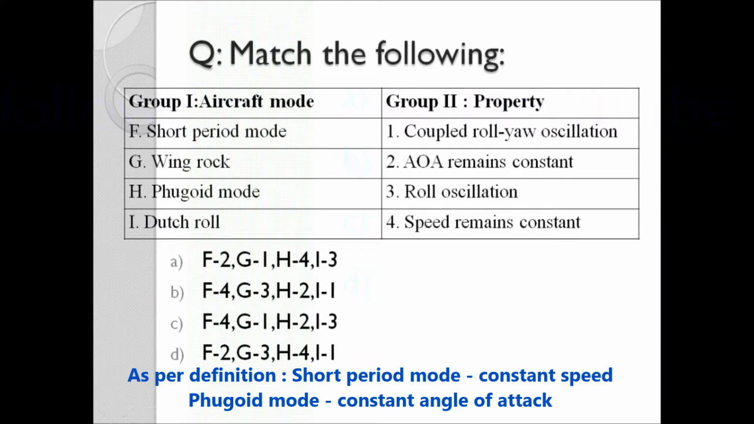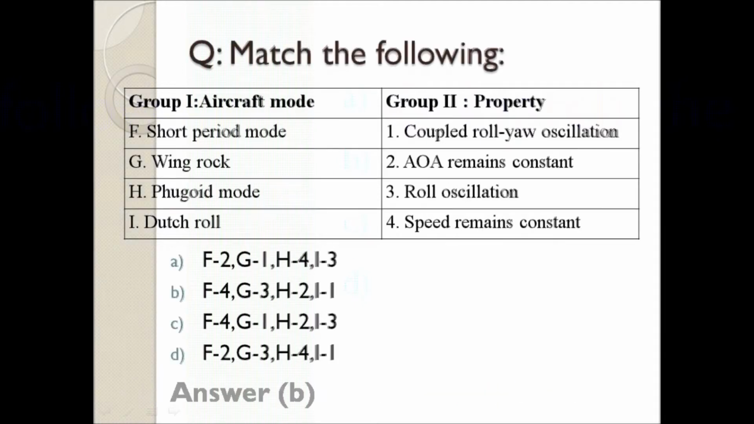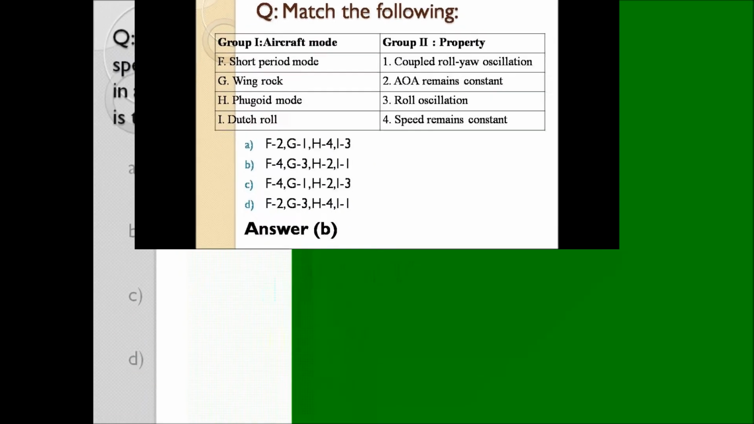Now you check the other one, Dutch roll. So what is the function of Dutch roll? It is a coupling between the roll and yaw oscillation. So I is 1. So B is the correct option. Next question.